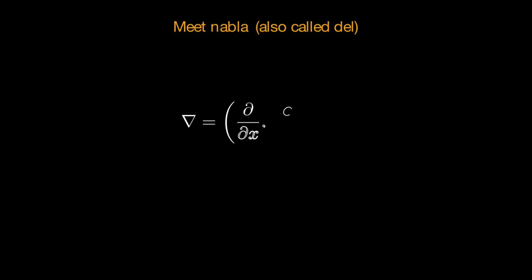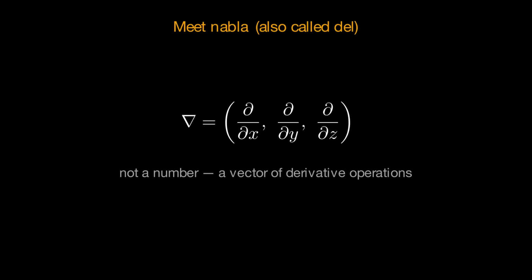That upside-down triangle is called nabla or del. On its own, it isn't a number. It's a vector whose entries are not values but operations. Take the derivative in x, in y, and in z. A vector of slopes waiting for a function to act on. That one idea is the whole trick. Everything that follows is nabla, combined with a function using the ordinary operations you already know from vectors.